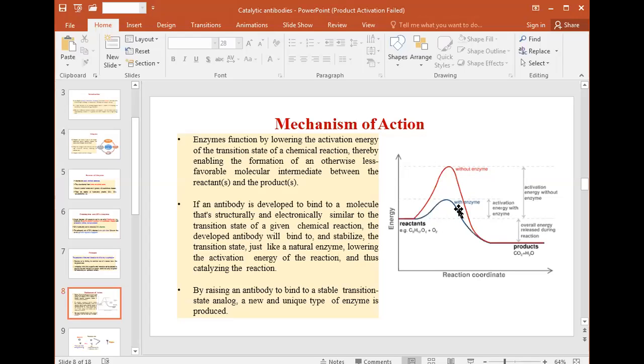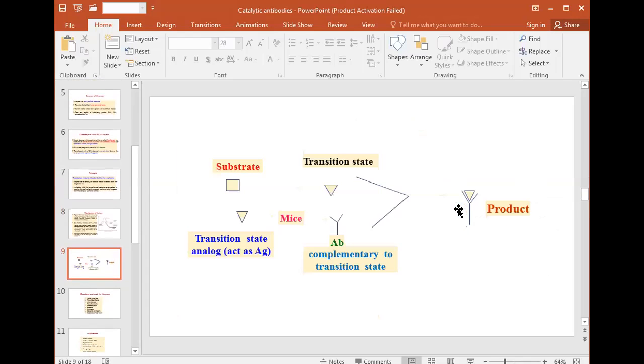So here, if we can develop an antibody that will bind to a specific molecule that is structurally and electronically similar to the transition state of a given chemical reaction, the developed antibody will bind to this and stabilize the transition state just like a natural enzyme, by lowering the activation energy and reducing the rotational entropy of the reaction, thus catalyzing the reaction. This type of monoclonal antibody that has a catalyzing function is known as Catmab. So by raising an antibody to bind to a stable transition state analog, a new and unique type of enzyme is produced, and these are known as abzymes or Catmab.